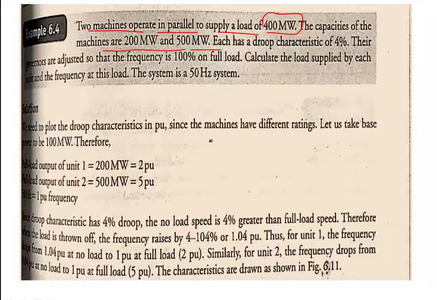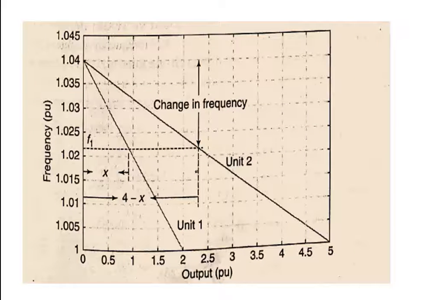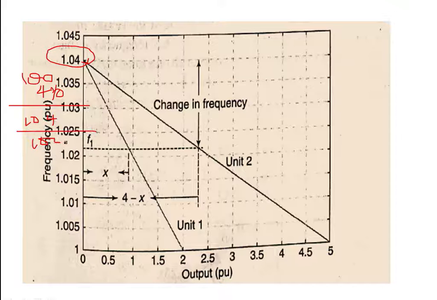That is a 4% change in speed. So a change in speed of 4% means you get 104%, or 1.04. First we have to plot the graph. Initially it is 100% for full load. The speed increases by 4%. That is, the droop characteristic increases by 4%, meaning 104 divided by the base of 100.